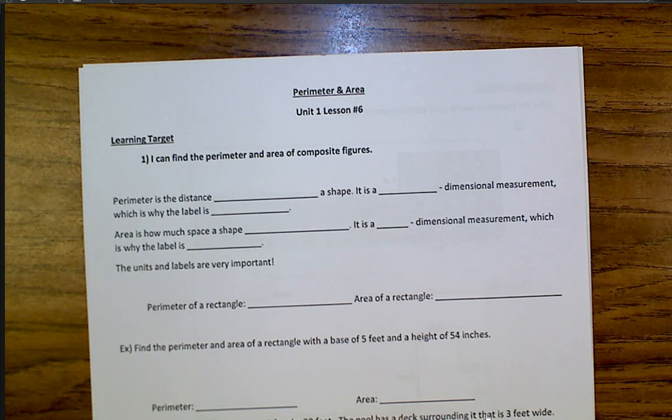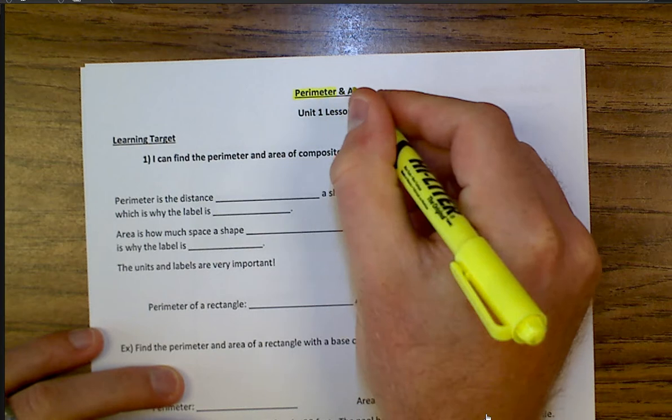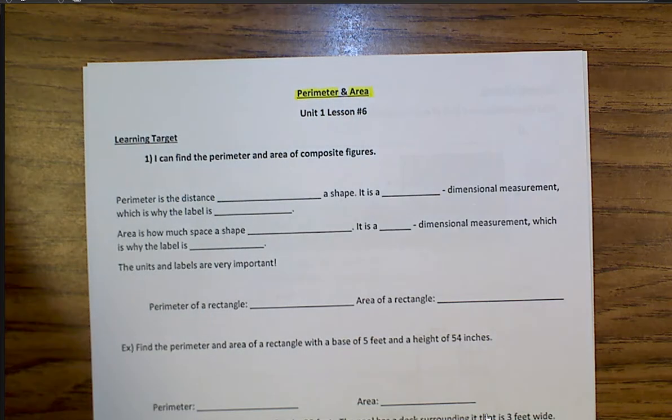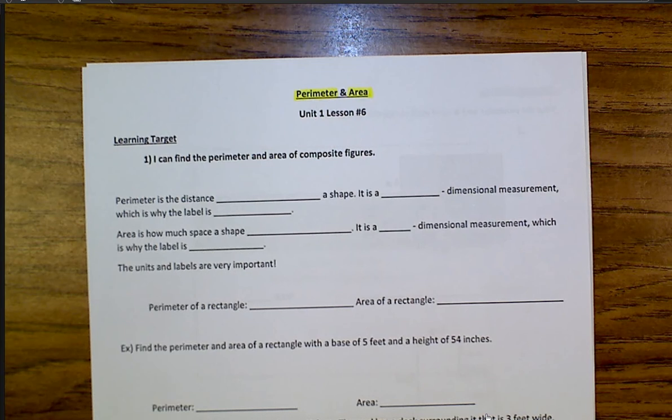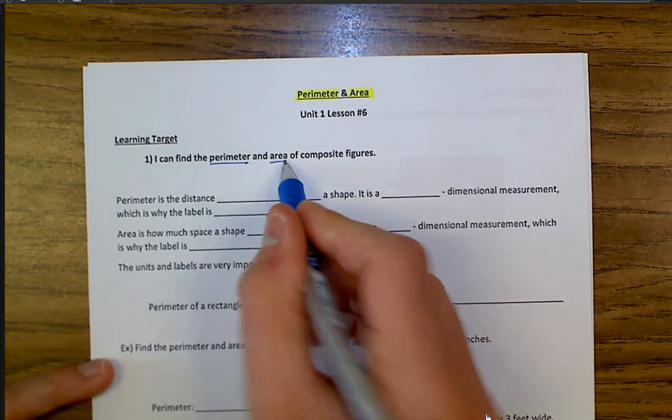We're back at it for lesson 6 in unit 1, and today we're really going to focus on two concepts that you've probably heard before. The first one being finding the perimeter of objects and finding the area of objects, rectangles. Really we're going to focus on rectangles, and then we have a couple composite figures towards the end. So our learning target today is: I can find the perimeter and area of composite figures.